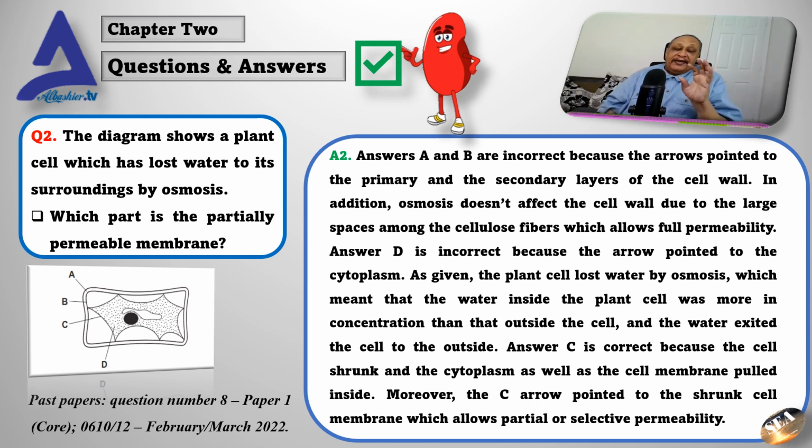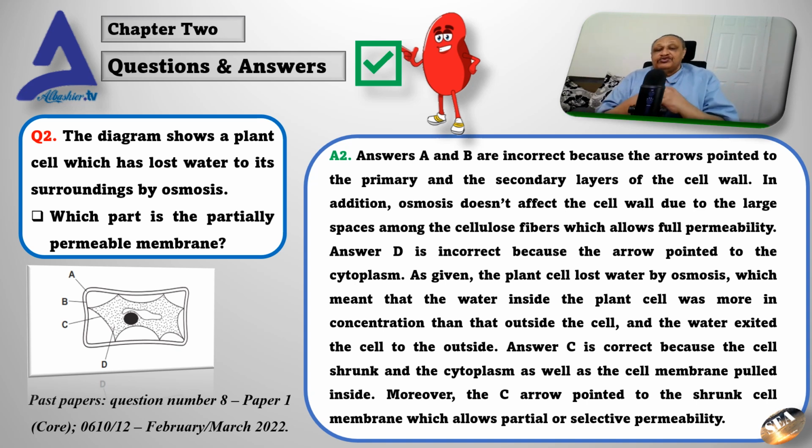Now, okay, this is a double type. Actually, the examiner wants to test you in both: are you understanding what osmosis means, and also he asks you about the partially permeable membrane. That means you know the function of each part of the cell. So how do I answer this?